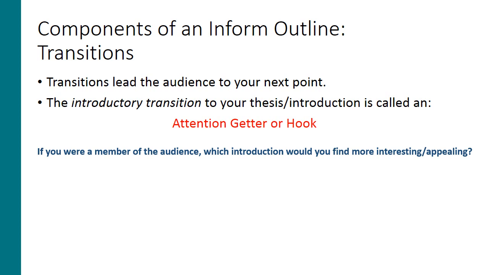A component of an informative outline are the transitions. And transitions lead the audience to your next point. And this is important. You may know the information. You may have practiced and you have a very well organized speech, but the information is still new to the audience. So you have to kind of help the audience along with your information and how you present it. So when you're done with one, the transition helps the audience see that you're moving on to another point.